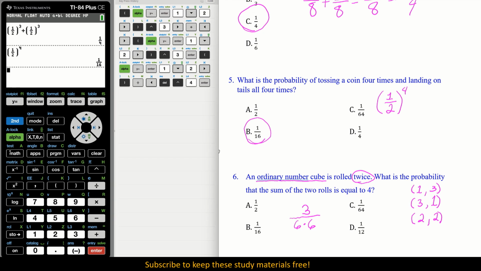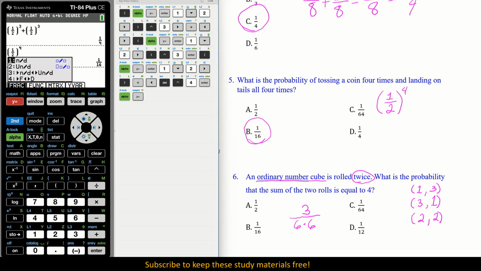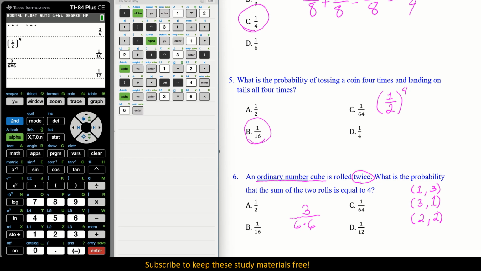So that is alpha y equals, and that's number 1, which always gives us our fraction. So that's 3 over, and 6 times 6 is 36, or you could just say 6 times 6, just so you don't make a mistake, just in case. Push enter, 1/12. That's option D.